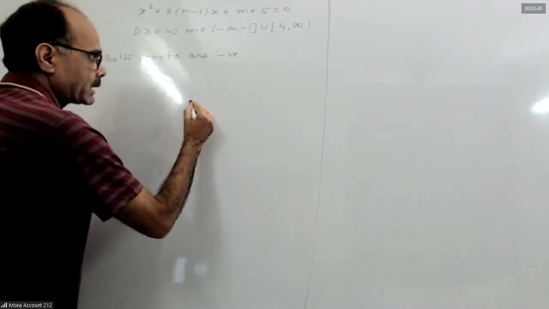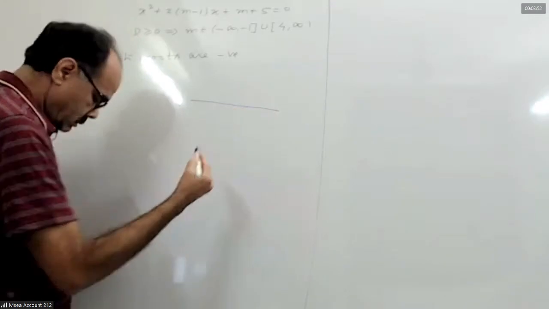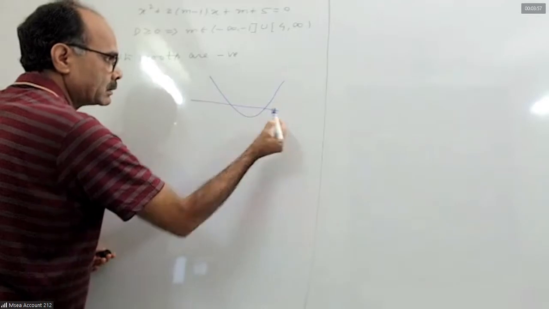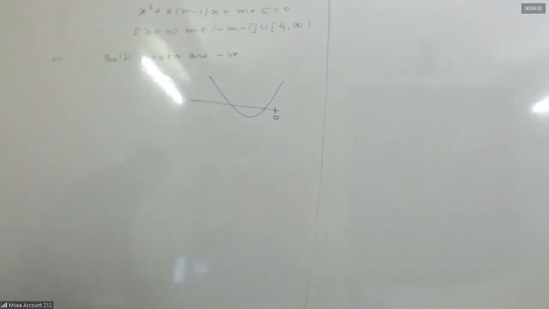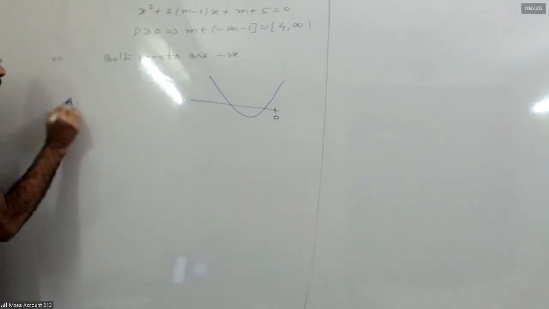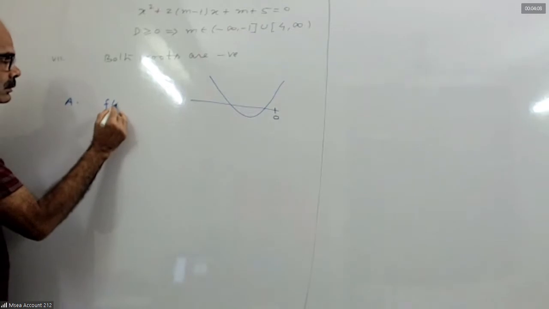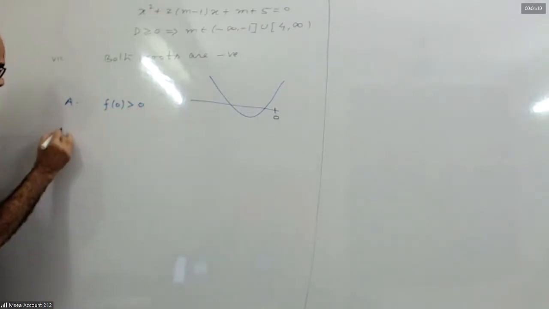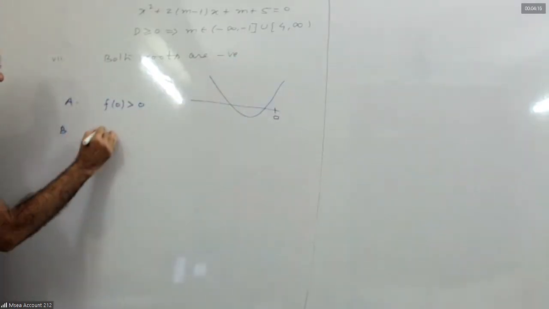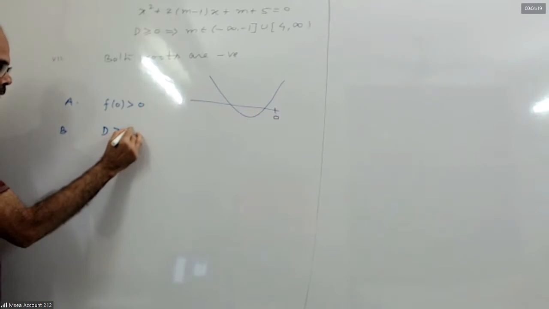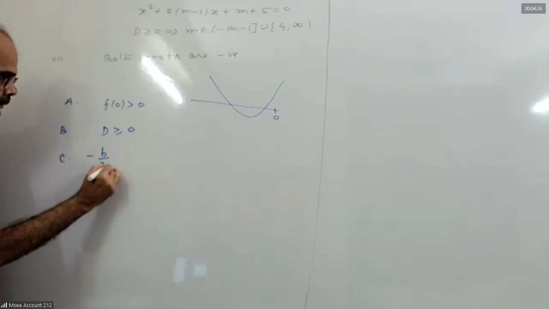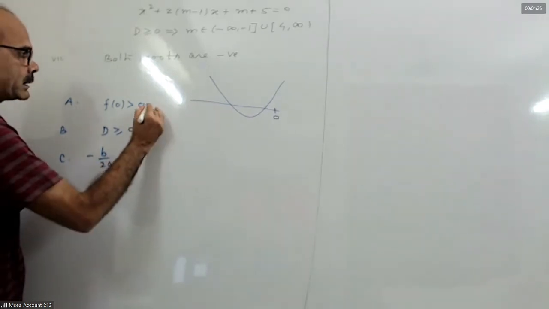Now, first come to the graph. What kind of graph we want? Both roots are negative, 0 here. Okay. So 0 is somewhere here. Both roots are negative. So first condition is f(0) is positive. Obviously, second condition: discriminant D is greater than or equal to 0. Next, minus b by 2a is less than 0. No need to remember anything.